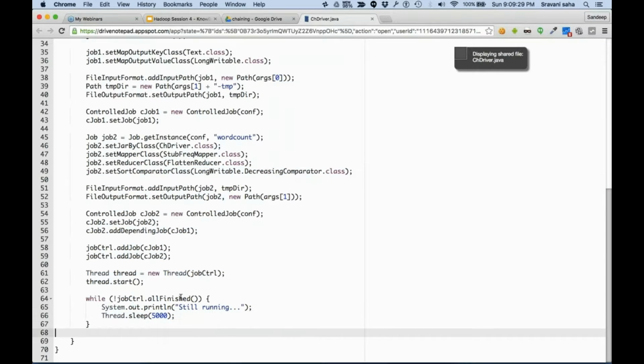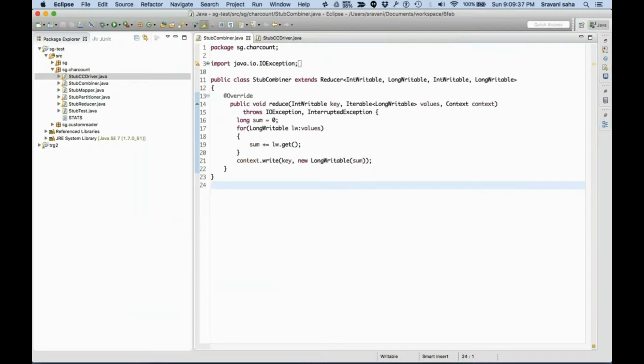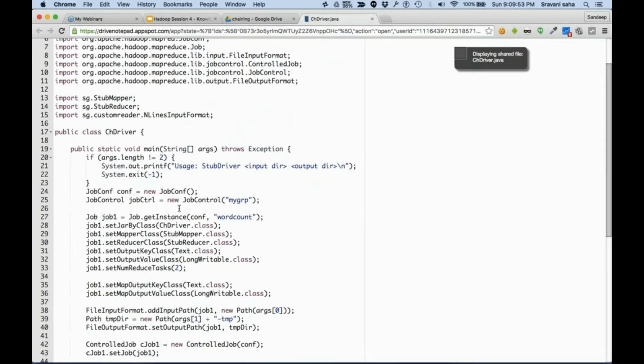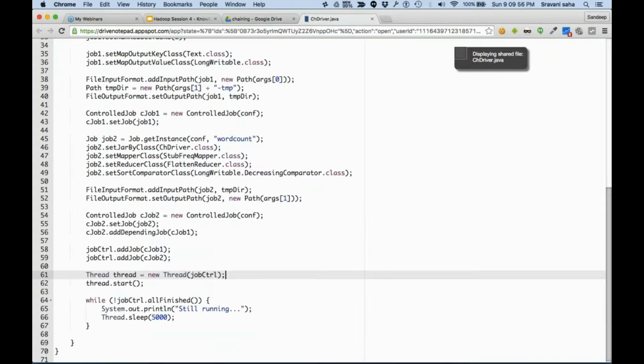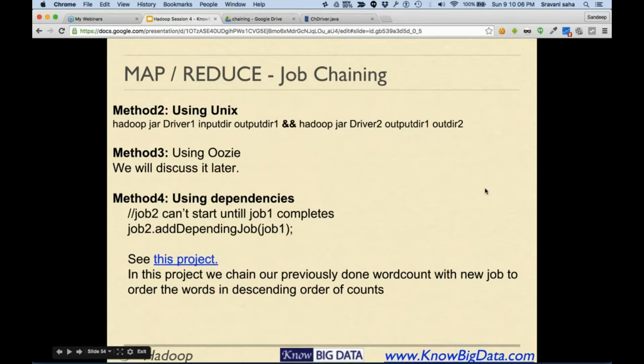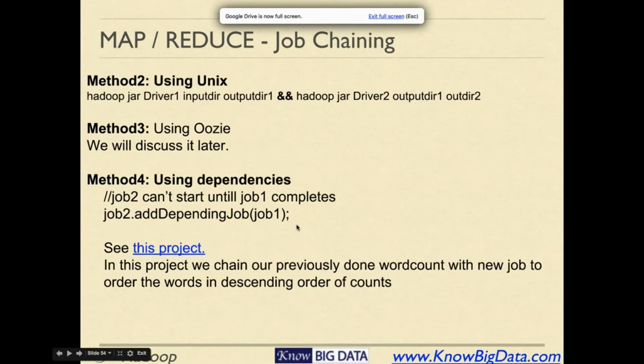There's nothing magical about it, but it helps us in putting in many levels of dependencies. Sometimes you have 10 MapReduce phases where the first depends on the second, which depends on the third, and so on. Those kinds of problems can be well solved using controlled jobs. You do not have to decide which one to start first; you leave that to the driver to execute. You just focus on creating the dependencies, and the rest is taken care of. So that is job chaining.